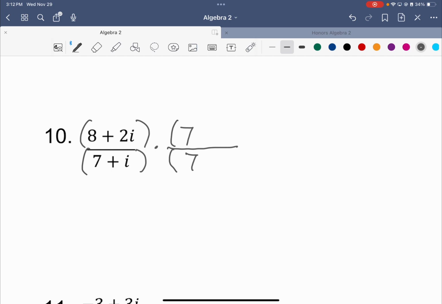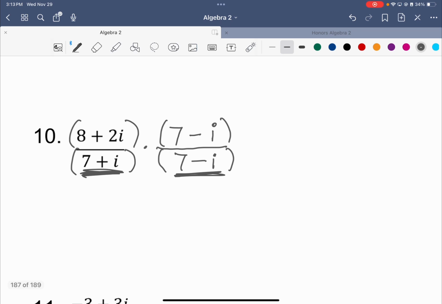So that's just going to be 7, which is the 7 from the denominator. We are going to change the sign. So it was plus, it's going to become minus. And then you're just going to put the imaginary unit there. Okay. So my denominator was 7 plus i. We're going to multiply that by 7 minus i. And you'll see what happens when we work this out.